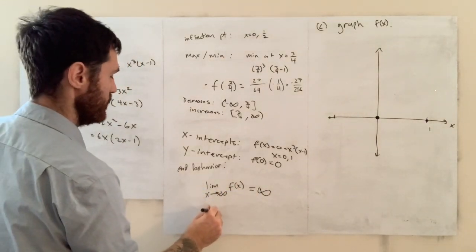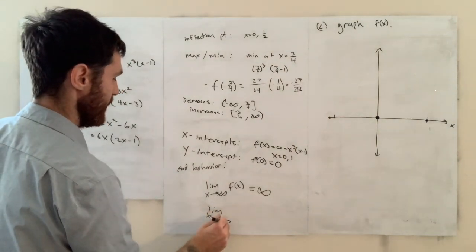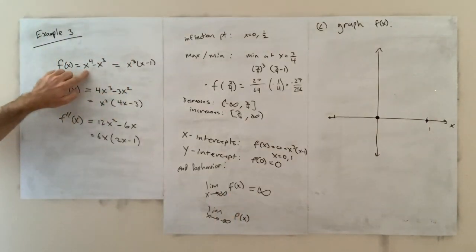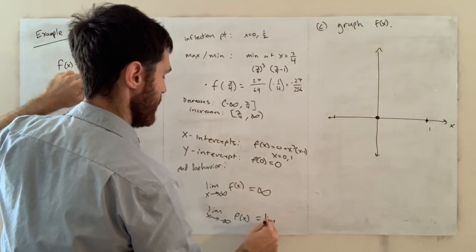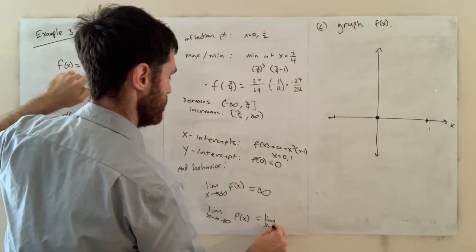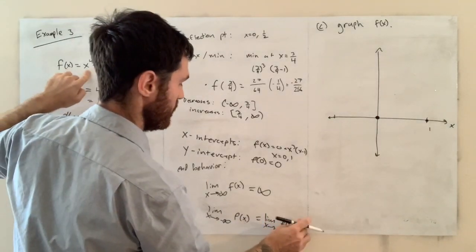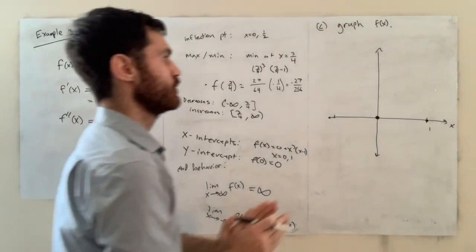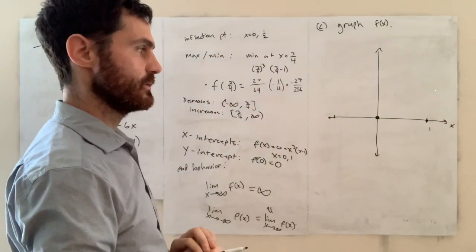And then we also want to know the limit as x goes to negative infinity. This is the negative end behavior. And since it's an even degree, this is going to be the same as going off to infinity, and so it's going to be infinity. So it's shooting up as we go out x in both directions.